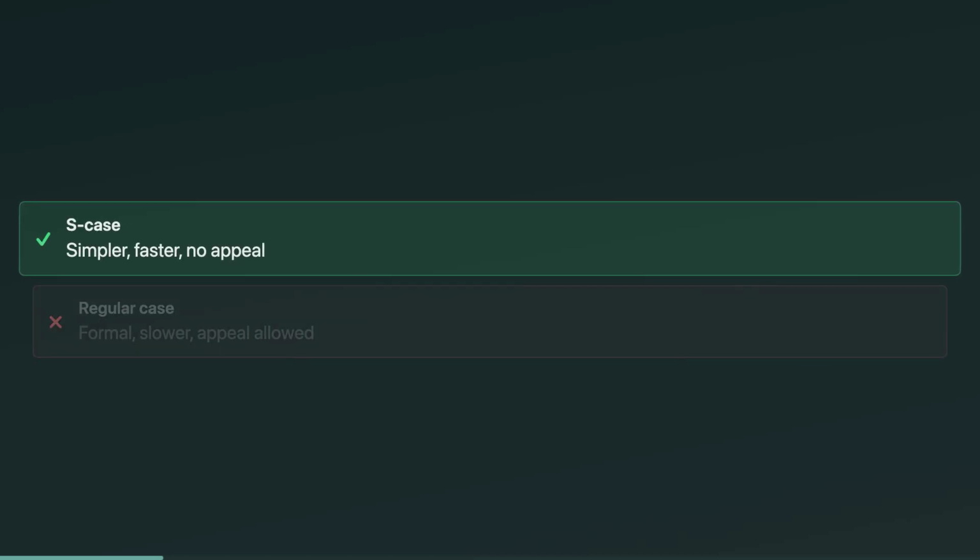Small tax court cases, called S cases, are the simpler and faster lane in tax court. The trade-off is brutal. The decision is final. No appeal for you, and no appeal for the IRS either. On the EA exam, they love asking you to spot that one key feature. S case equals speed and informality, but you give up appellate rights.